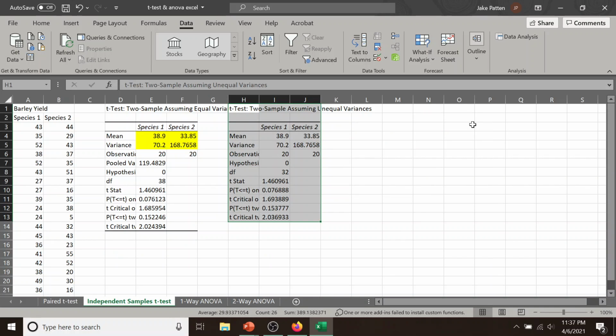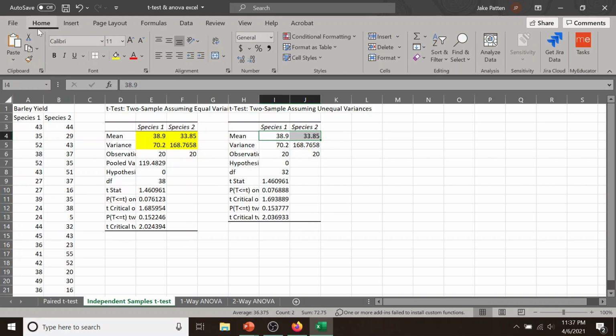And these are our answers, right? So we need the means, as always. We're going to highlight those. The variances we can turn into standard deviations. We'll need those. Observations, we have 20. Good. Degrees of freedom, you're going to need that. It's 32. Over here was 38.